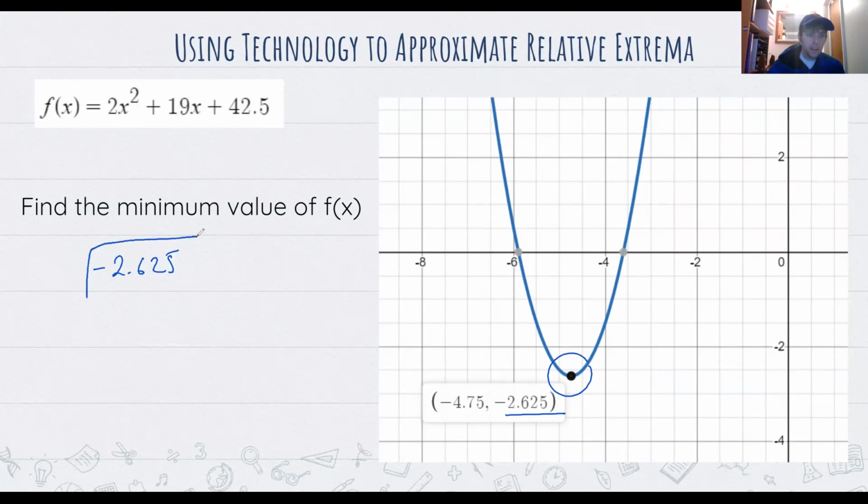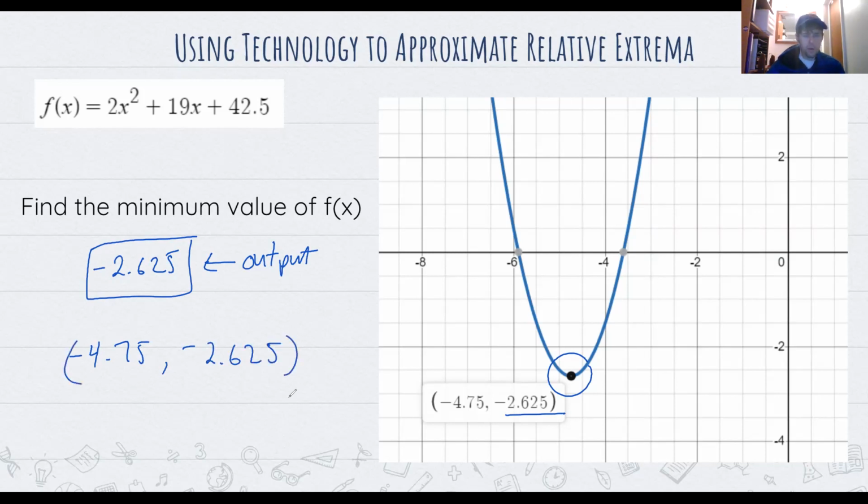Now, for the most part, when we are asked these questions, we're looking for the output, right? We want to know the output. What is the lowest output that this function has? But it's possible we may also want the whole coordinate point. We may want to actually know what the x value is at that place. So, we could be asked for just the output or both as a coordinate point. So it's worth knowing both.